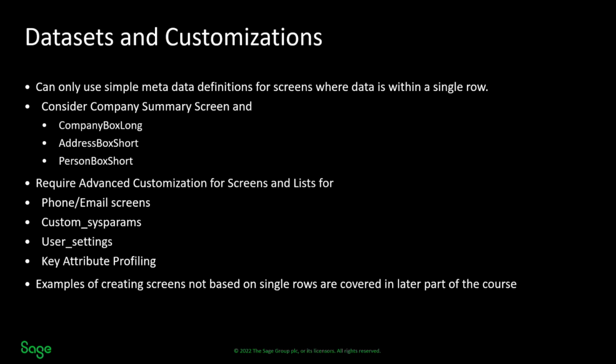You will need to take some advice and preparation if you're coming to edit structures which do not return a single amount of data in a single row. So those are where we're returning something from the user preferences, which is the user settings table, or the phone and email table, or the custom sysparams table. And of course, as I said, the key attributes. We're not going to rush to include that, but I will be mentioning those a little bit later on in the training.